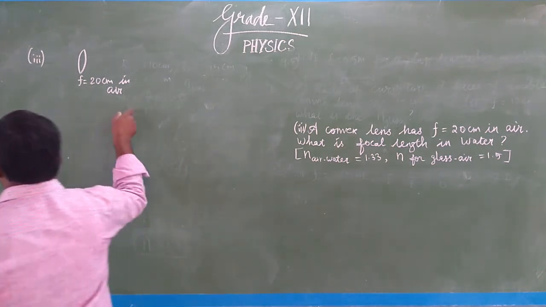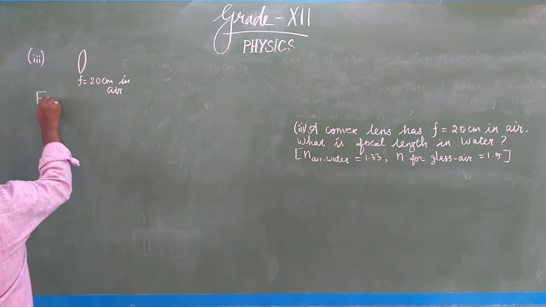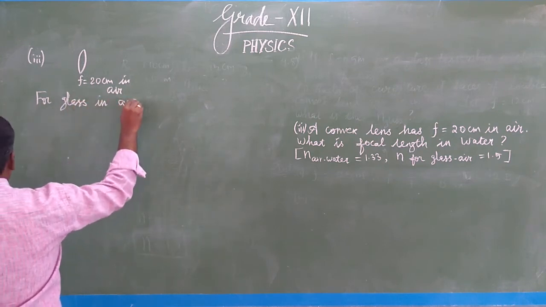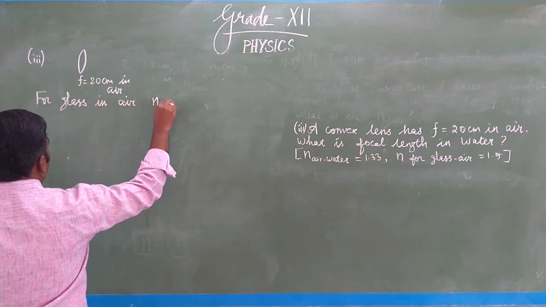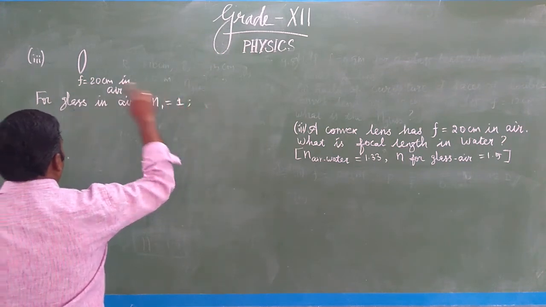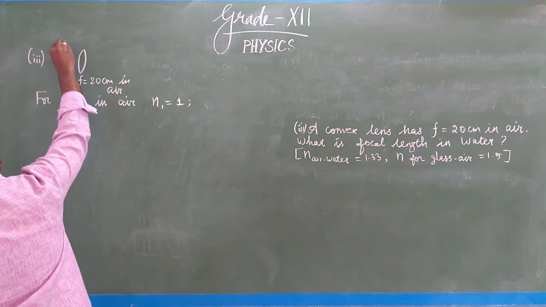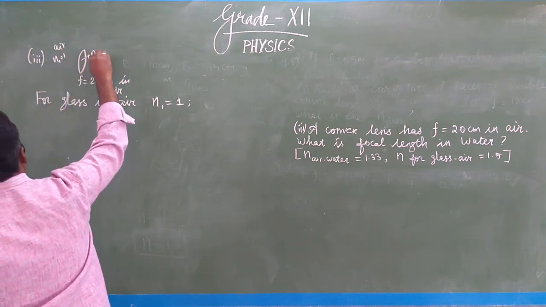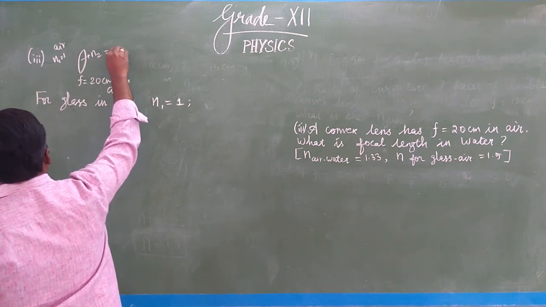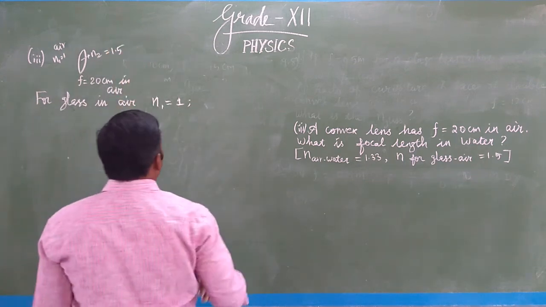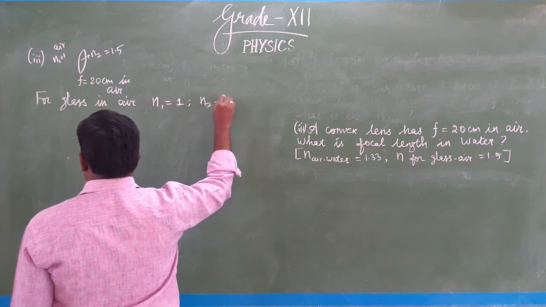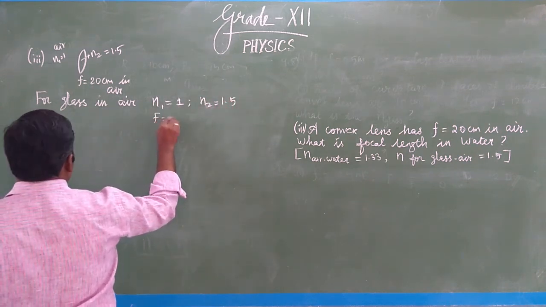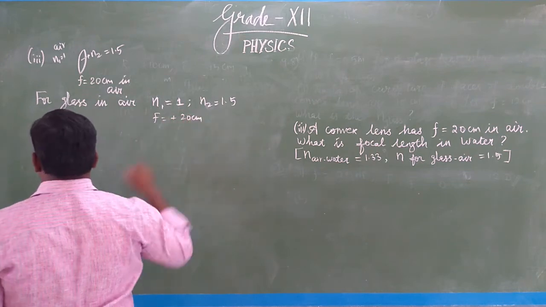Okay, so in this case, for a glass lens in air, the refractive index of air is 1, and for glass the refractive index is given. What is the refractive index? It is 1.5. The focal length is also given. What is the focal length? It is plus 20 centimeter.